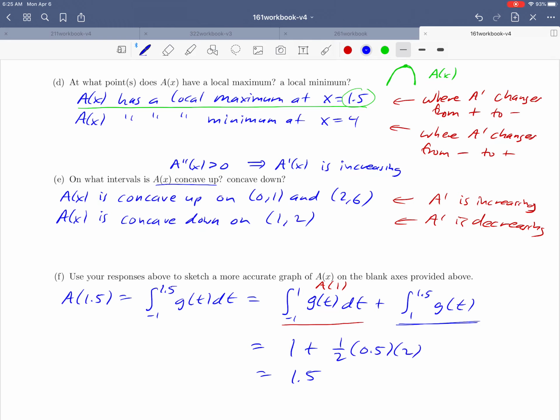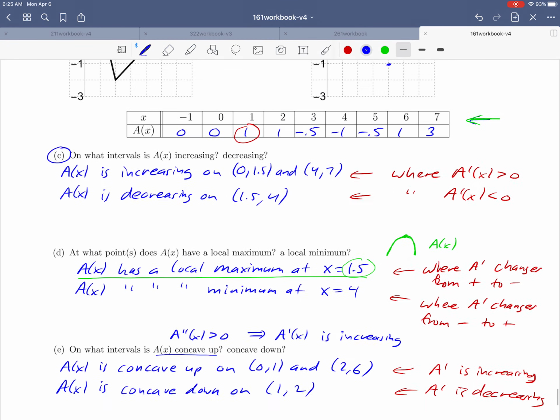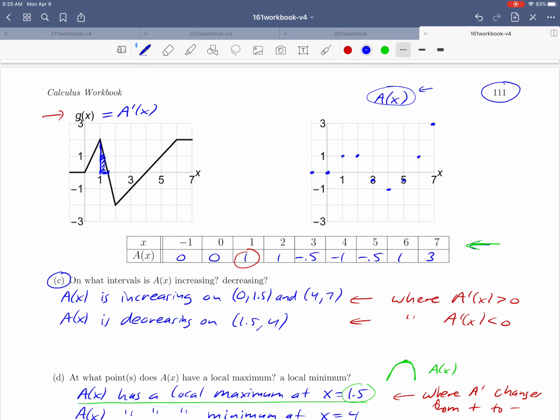Okay, so what we figured out here, and just to warn you, I'm going to scroll up in a minute here again. We substituted in 1.5 and we got out 1.5, so we've got a point on the graph of A that looks like (1.5, 1.5). Okay, let's go up here and plot that. So 1.5 is here, and y equals 1.5 is there, so we've got a point that we just added.